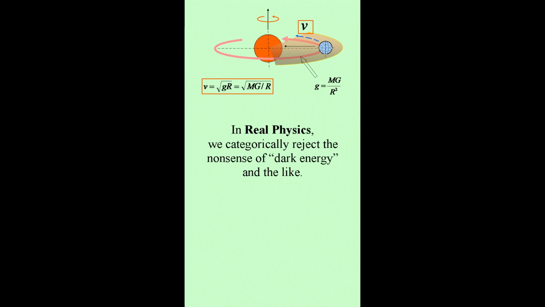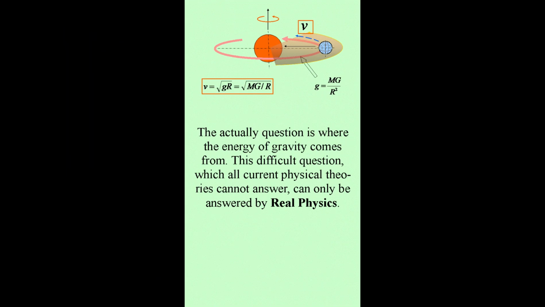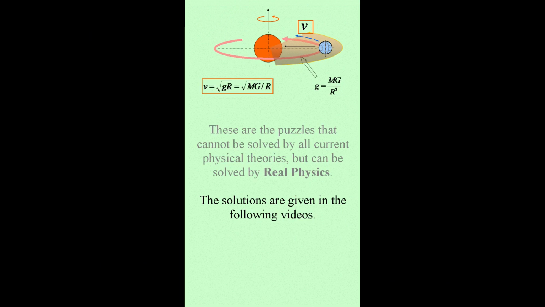In real physics, we categorically reject the nonsense of dark energy and the like. The actual question is where the energy of gravity comes from. This difficult question, which all current physical theories cannot answer, can only be answered by real physics. The solutions are given in the following videos.